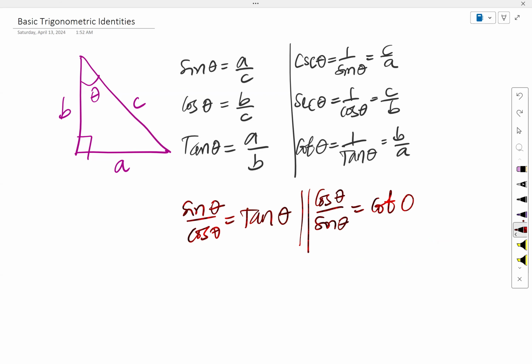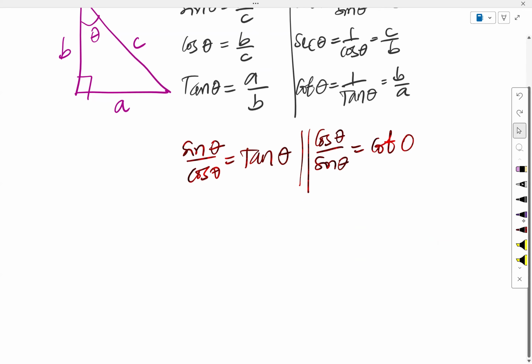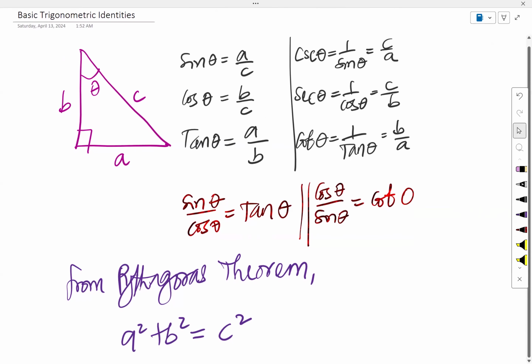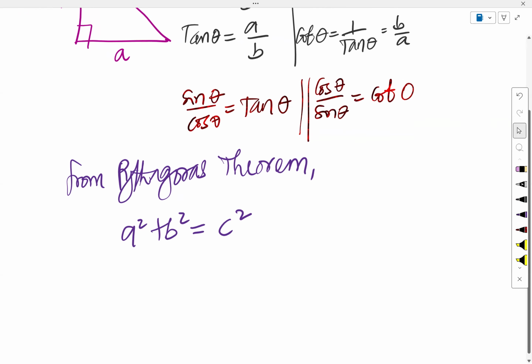Now we just want to advance this idea. What if you combine these things with the idea of Pythagoras theorem? From Pythagoras theorem, we simply have that a squared plus b squared is equal to c squared. That is what Pythagoras theorem tells us. Now, can you try to combine the Pythagoras theorem with the trigonometric ratios? We did that previously, so try to combine this and see what happens.